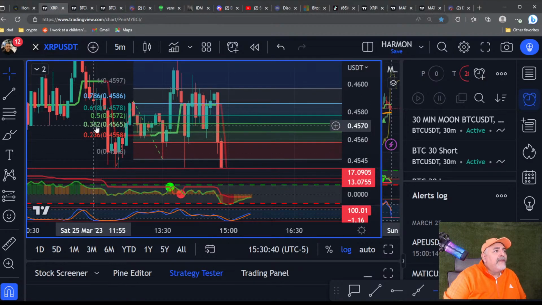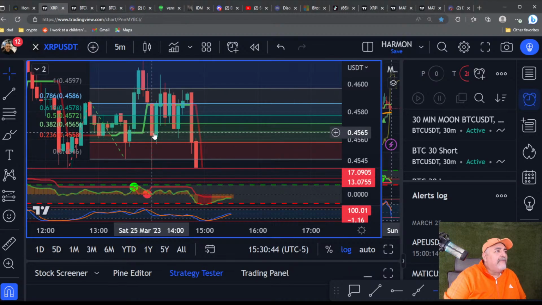It's a group, right? So right here, this golden pocket hit a second time. We got, again, another golden pocket bounce. We hit another 786, right? This is kind of what the golden pocket does. It goes from 382 to 786. That's kind of like the golden pocket. And a lot of times it'll break up here and take profits.